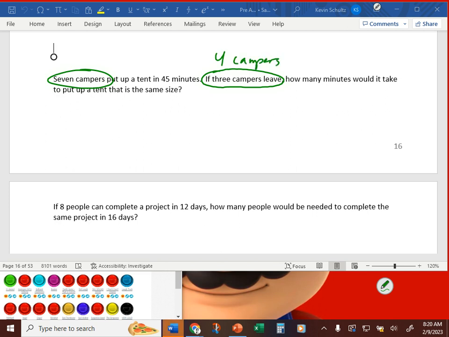Okay? These questions need to be read carefully. In math, there's the tendency, and maybe this is learned at an earlier age, where whenever you have a word problem, you just look for the numbers, right? If you just look for the numbers, you'll be using 7 and 3 in your proportion. But that's not what you want to use, because 3 campers aren't putting up the tent. You start with 7, but then 3 leave, that means there are 4 campers left to put up the tent. Okay? But campers and campers are units.